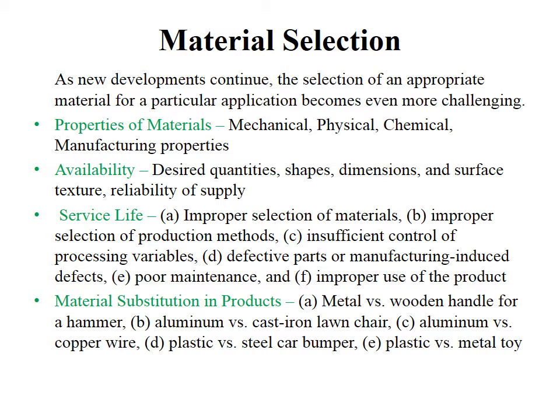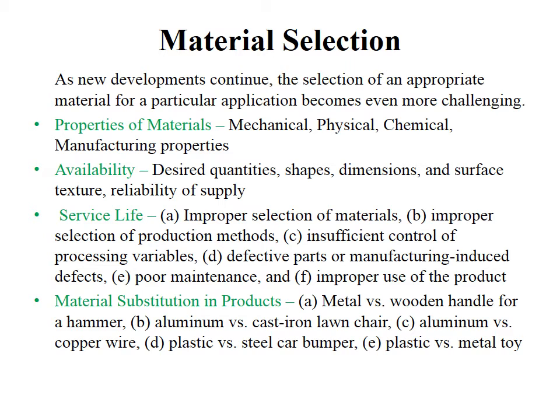Second criteria is based on availability. So the location where it is present, you have to see whether this material is available in desired quantities, shapes, the required dimensions, how is the surface texture, and whether the supply is reliable. So the second criteria is availability.